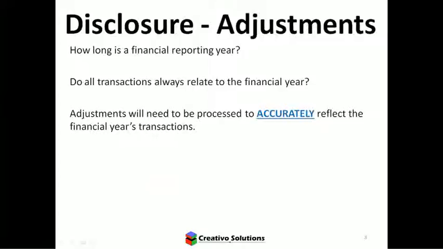Disclosure is about representing information, and here we're focusing on the adjustments. So far we've looked at 3 adjustments. This is the 4th adjustment, which we're now going to cover. How long is the financial year? 12 months. Do all transactions always relate to the financial year? The answer is no. So when processing adjustments, we're trying to make the statements more accurate by reflecting what actually happened during the financial year.